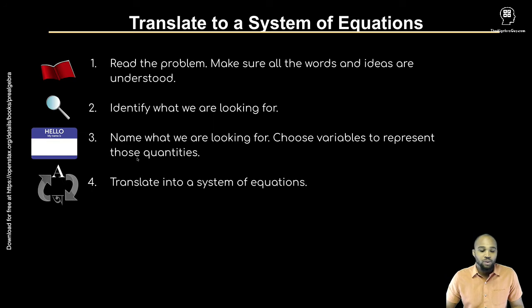Choose some variable to represent the quantities. This is just telling us to choose a variable, make it X or Y. That way we know how to refer back to it when we're coming up with an equation. Now we're going to translate into a system of equations. So going back to that variable description, we're going to use those same variables and translate into equations.